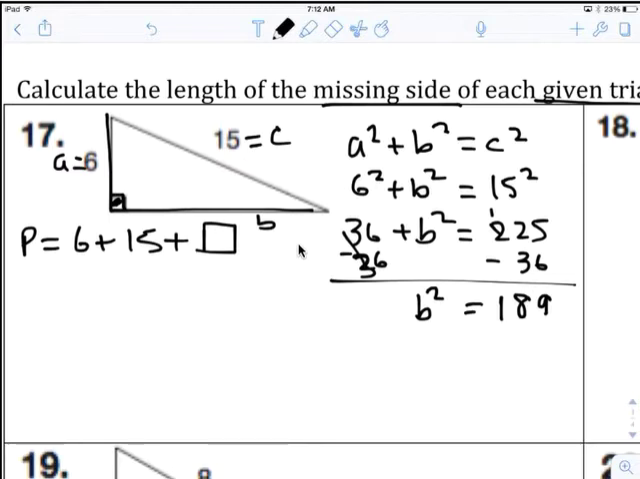The square root of 189 is, come on, calculator. No. Okay. 189 square root. No, that can't be it. 189 square root. 13, so B equals to 13.75. It's 747.